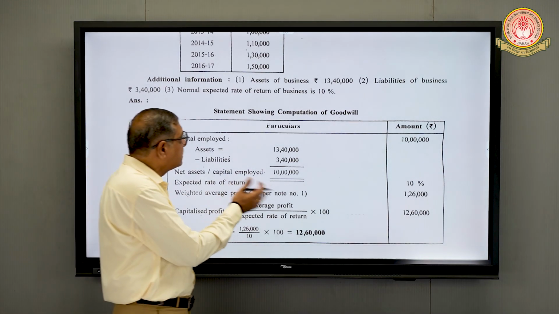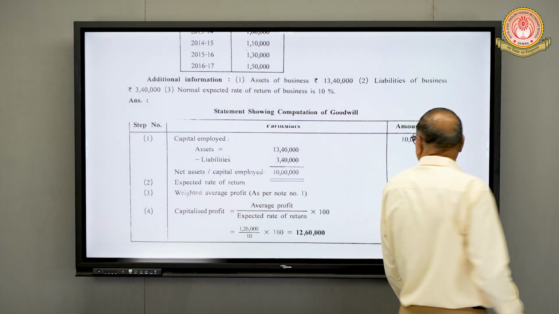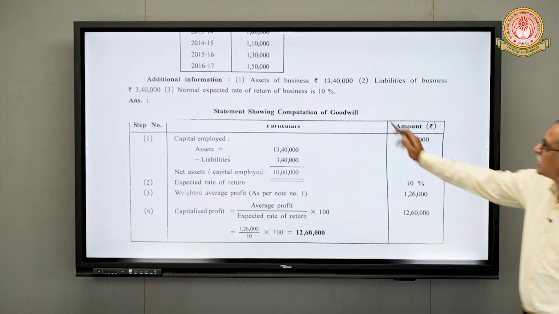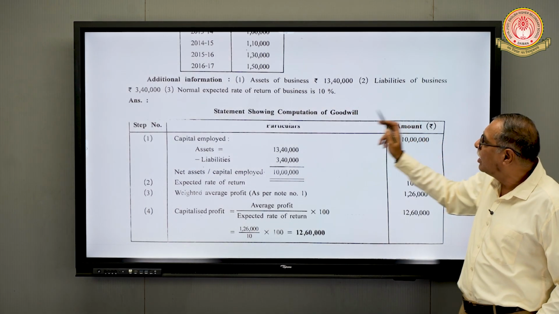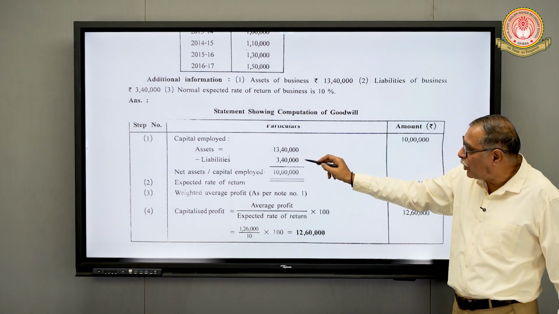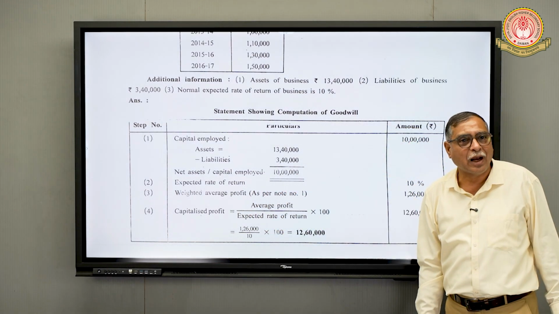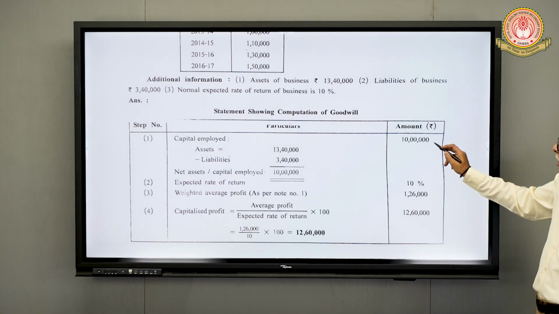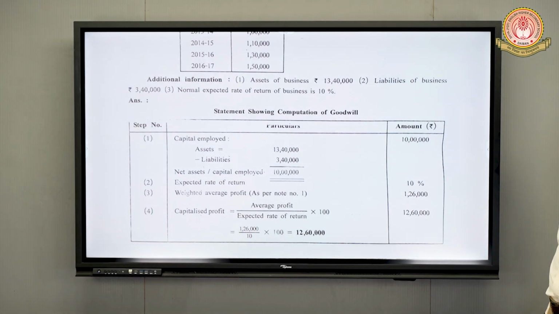So first we will see the capital employed. How is the capital employed calculated? It is assets minus the liabilities. So assets minus liability, if you do 1340 minus 340, it is 10 lakhs rupees. So 10 lakhs is capital invested, or you can say capital employed.